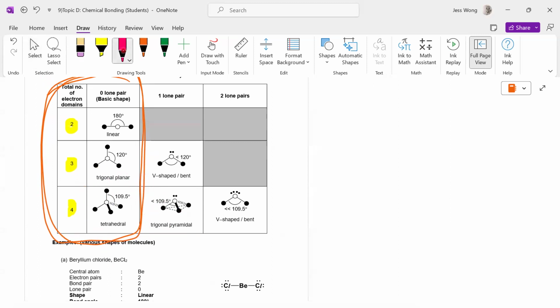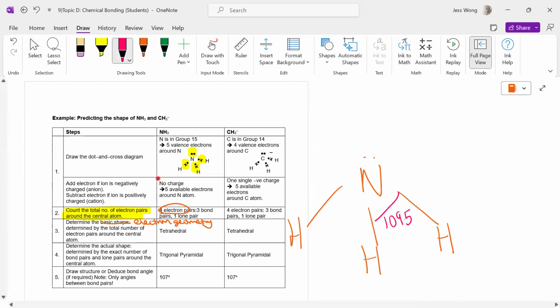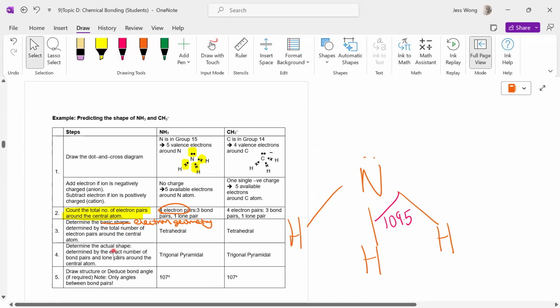So this angle here is a starting angle that I will use for modification later. So I know that the angle, I must start off from 109.5 first. Next, I will determine the actual shape. The actual shape is known as the molecular geometry. So how do I know what's the actual shape?